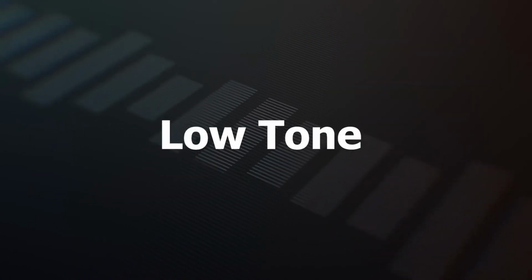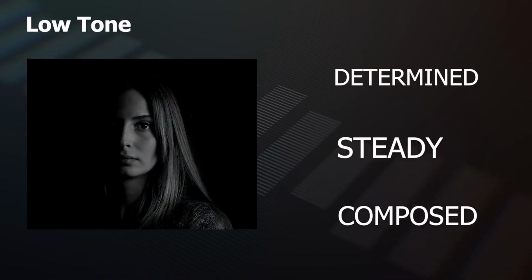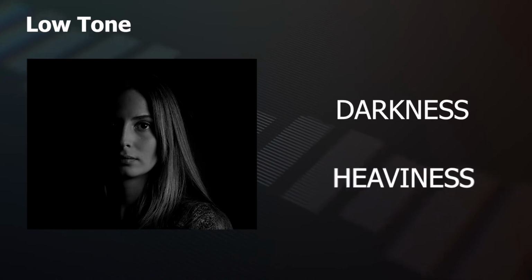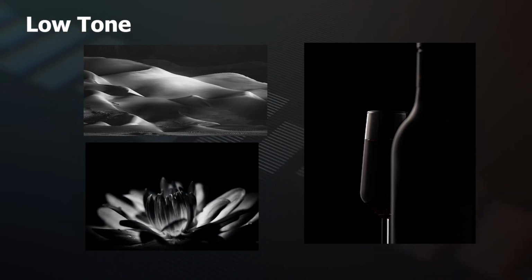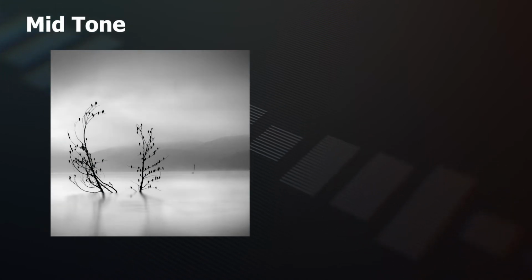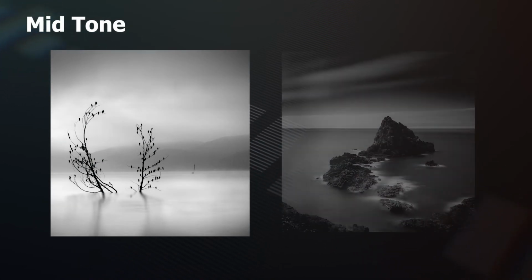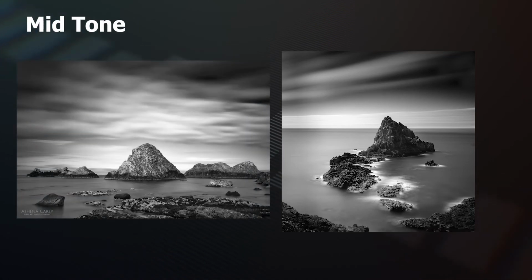The low tone can make people feel determined, steady, and composed, and can also demonstrate darkness and heaviness. There is an obvious effect of volume, weight, and contrast. The intermediate tone has a rich and delicate picture level, which can present different emotional colors with different images, dynamic momentum, colors, and light.